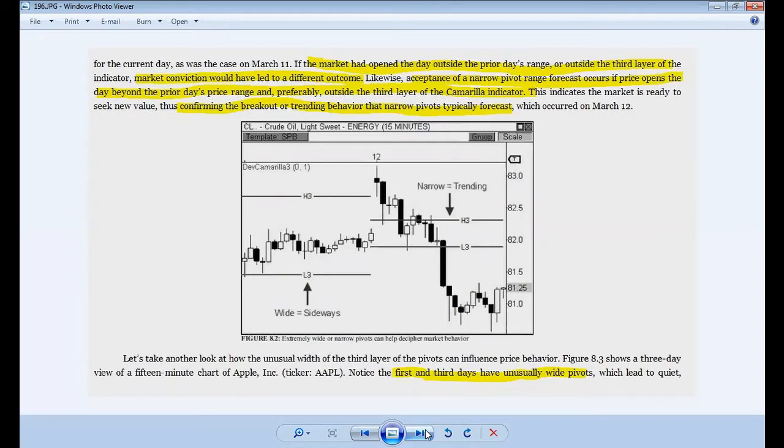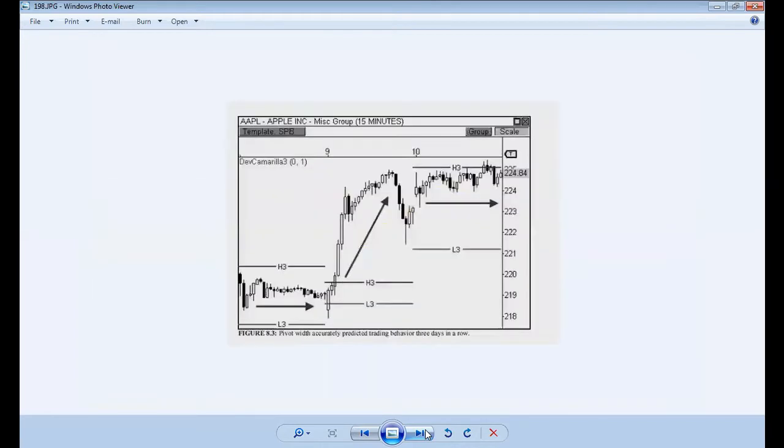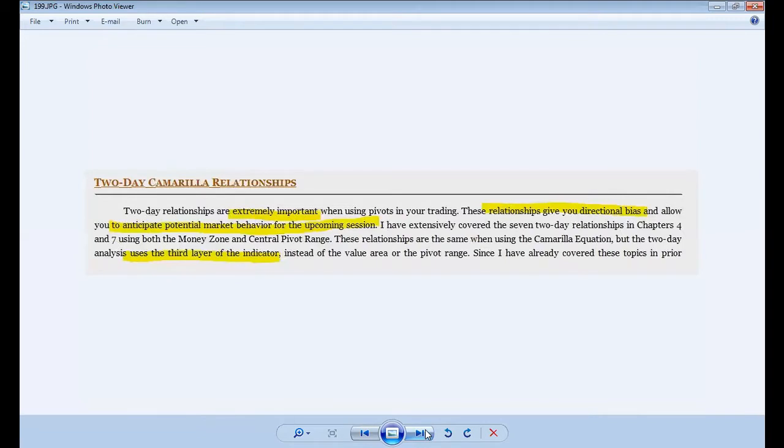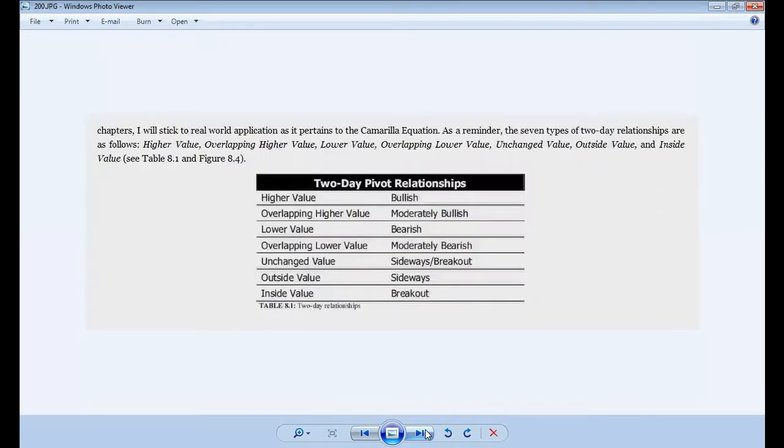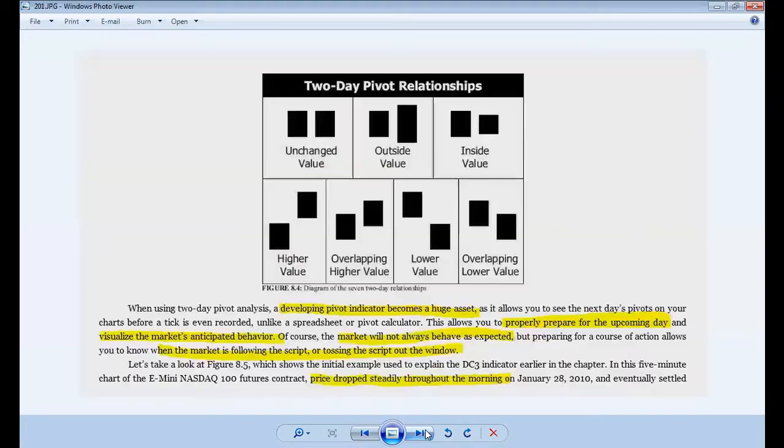And then we have also discussed 2day Camarilla pivot relationships, as we have also discussed the same in the CPR 2day pivot point relationship. So the same concept is applied over here, and there are 7 types of 2day pivot relationships: higher value, overlapping higher value, lower value, overlapping lower value, unchanged value, outside value, and inside value. A similar kind of concept is also discussed over here, and it is based on the H3 and L3 pivot relationship only. So based on that only we are going to discuss further.